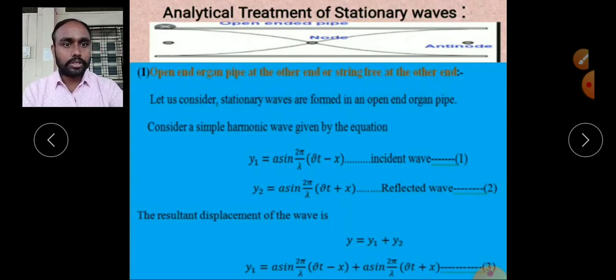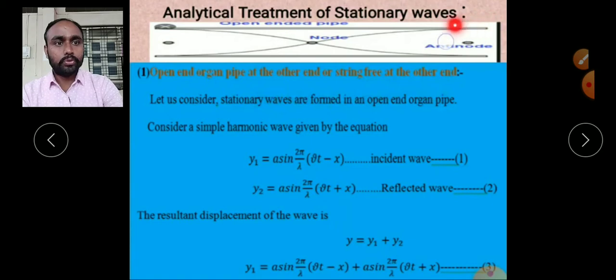When we talk about the one wave which is moving in positive x direction, it can be written generally as y = a sin (2π/λ)(vt − x). But we have two waves here, so we will name it y1. So y1 is an incident wave moving in the positive x direction: y1 = a sin (2π/λ)(vt − x). For our convenience, we will call it the incident wave.